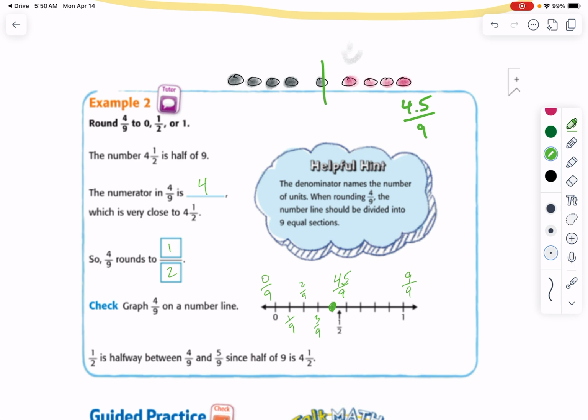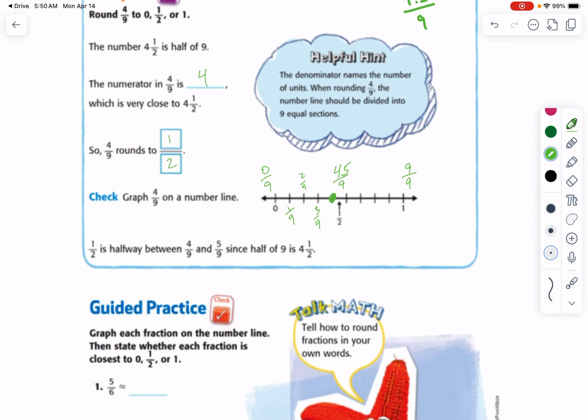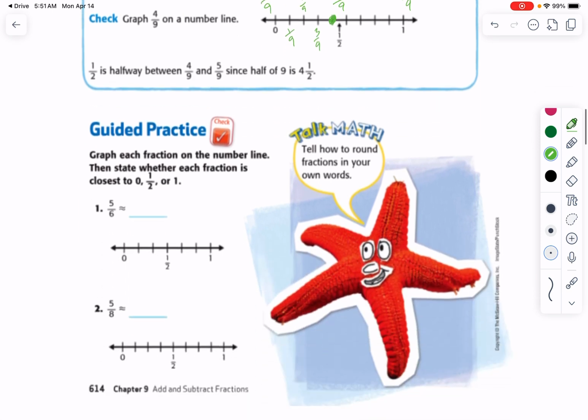Halfway between 4 ninths and 5 ninths is 4.5, right? Halfway between 4 and 5 is 4.5. Or you can think, what's half of 8? 4. So what's half of 9? 4.5. All right, let's try some more.